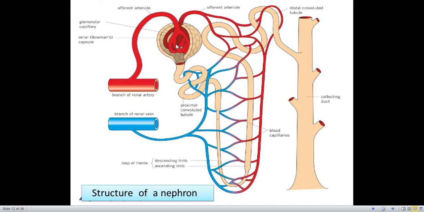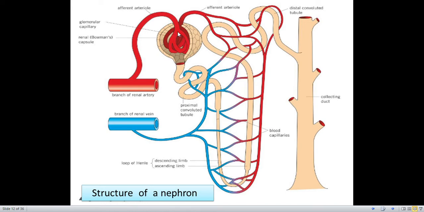The blood flow through the glomerulus is having a high blood pressure because the diameter of efferent arteriole is smaller than the diameter of afferent arteriole. So, blood gets filtered through the wall of the Bowman's capsule and collected into the cavity of Bowman's capsule. The process is known as ultrafiltration. This filtered fluid is referred to as glomerular filtrate.